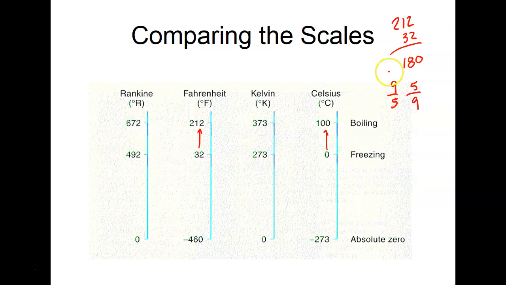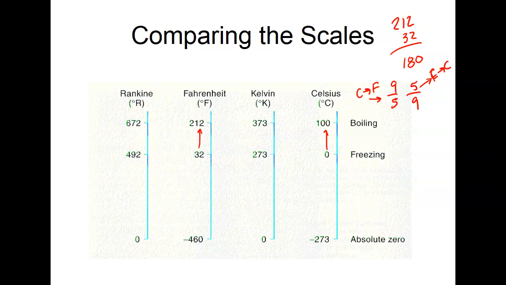If I'm going from Celsius to Fahrenheit, C to F, then I'd use 9/5. And if I was going from Celsius to, this is wrong. Yeah, this would be Fahrenheit to Celsius. Then I'd use 5/9.